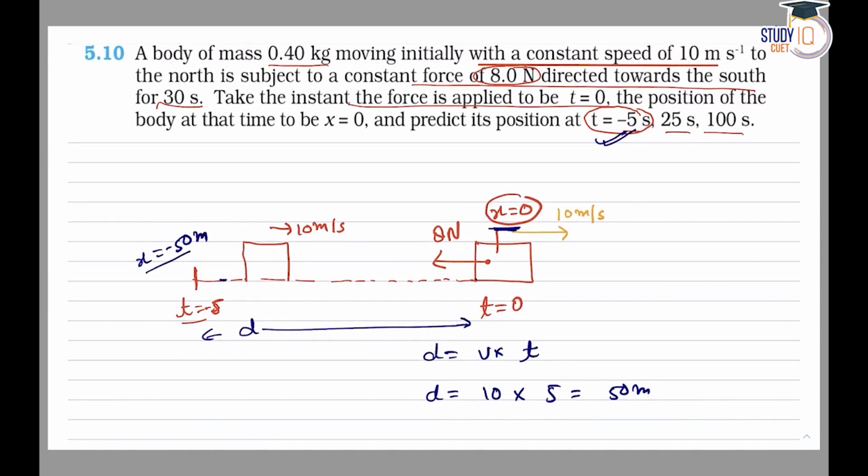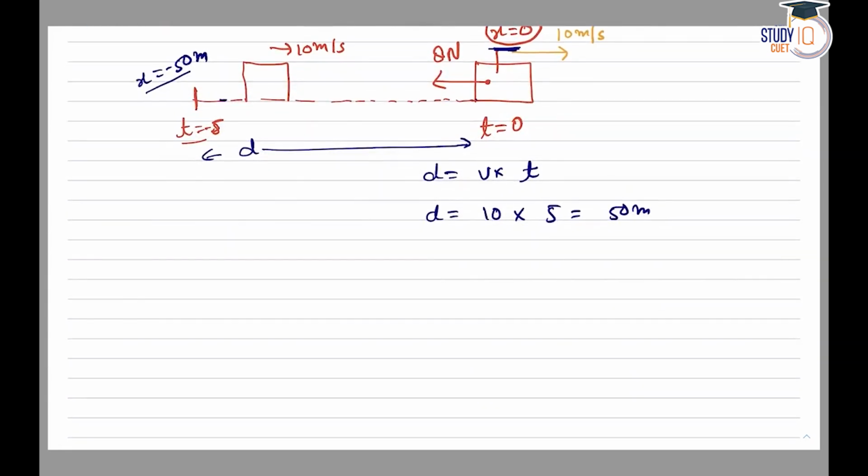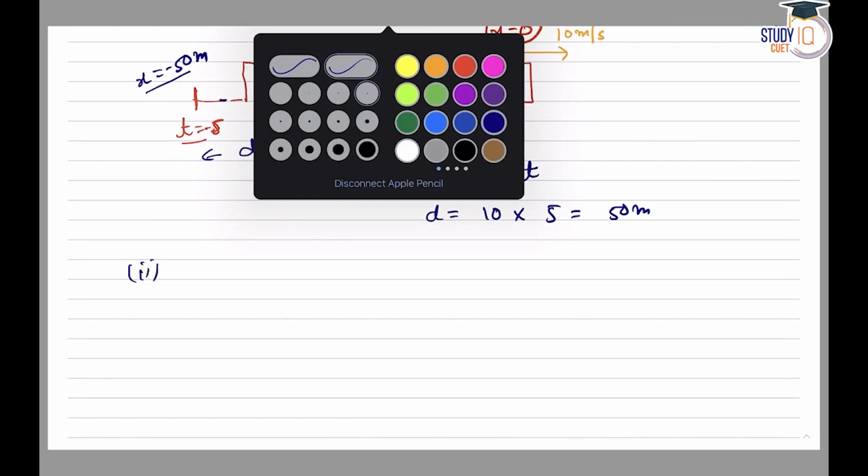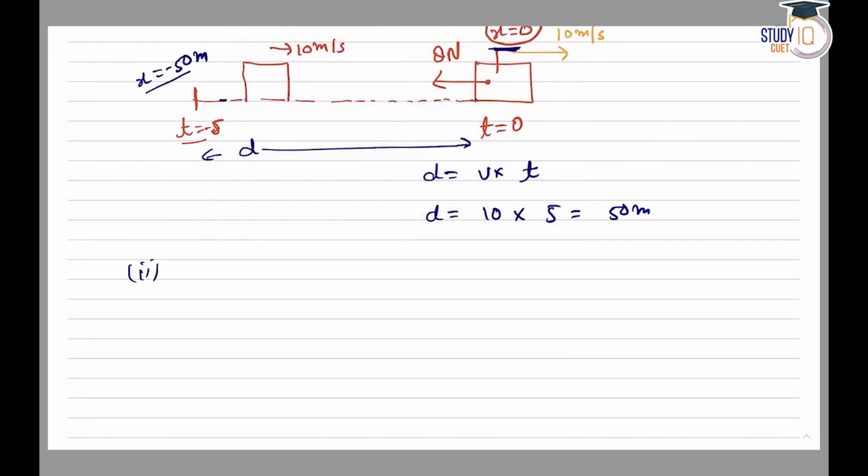Now the second part is t equal to 25 second. We know that at t equal to 0, x equal to 0. So at t equal to 25 second, a constant force acts up to t equal to 30 second.